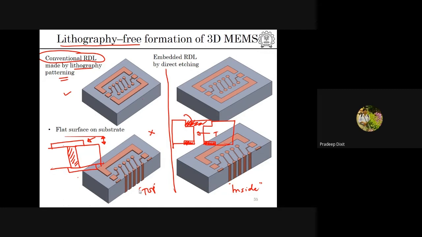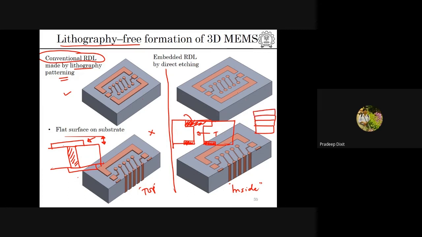But the very first advantage is that, compared to the left-hand side picture, this surface will be extremely flat, right? Now, what is the advantage here? If you remember the slide I showed you from Samsung, where multiple devices are stacked on top of each other, right?